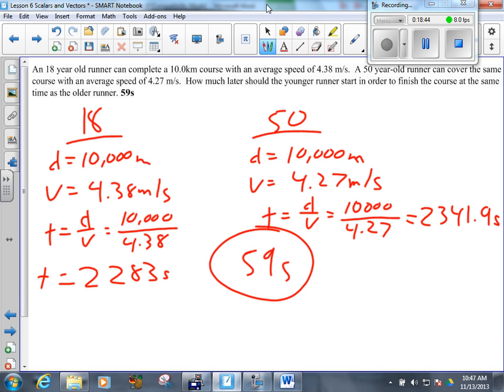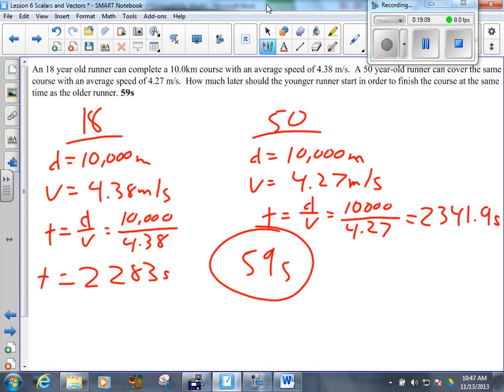So that's not too bad for a 50-year-old guy to only finish a minute behind a young guy in a 10,000 meter race. That's not too bad at all. That's only maybe 250, 300 meters tops at that distance. So, does that make sense? Any other ones?